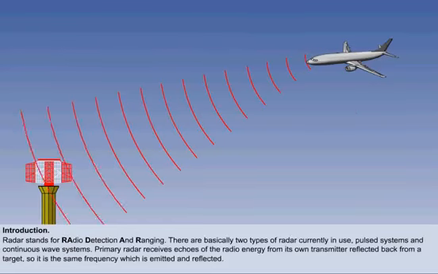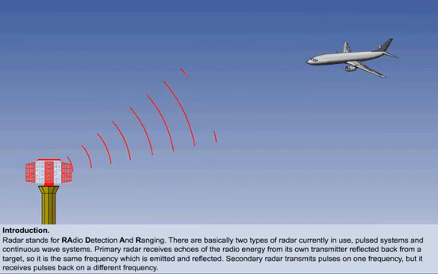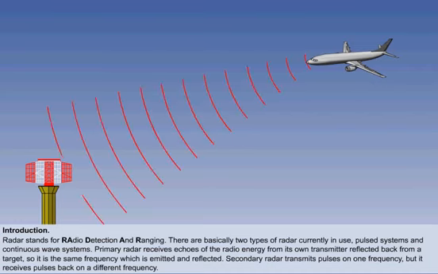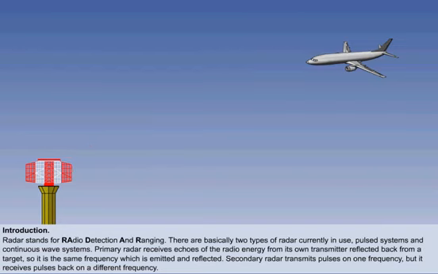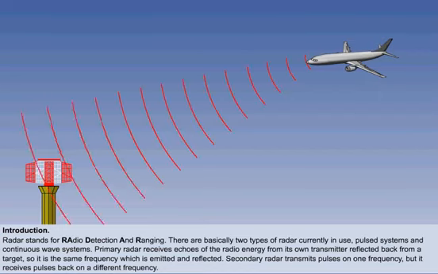Primary radar receives echoes of the radio energy from its own transmitter reflected back from a target, so it is the same frequency which is emitted and reflected. Secondary radar transmits pulses on one frequency to interrogate a target, and the object interrogated is triggered to send back its own pulses on a different frequency. It therefore receives pulses back on a different frequency from a separate transmitter in the target. Some secondary radars introduce an intentional time delay between reception and response. We will look at secondary radar in its own lesson.